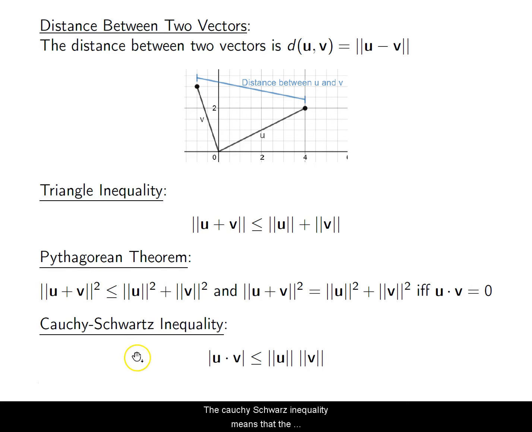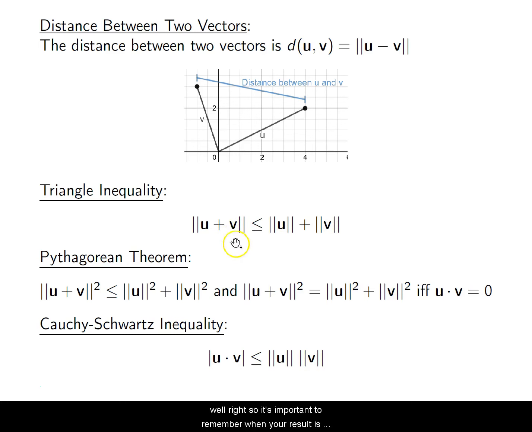Okay, so the Cauchy-Schwarz inequality says that the absolute value of the dot product is less than or equal to the length of u times the length of v. Notice here that this is a scalar. The dot product is a scalar. The length of a vector is a scalar. The length of another vector is a scalar. So this is a scalar being larger than this scalar. All of these are scalars as well, right?